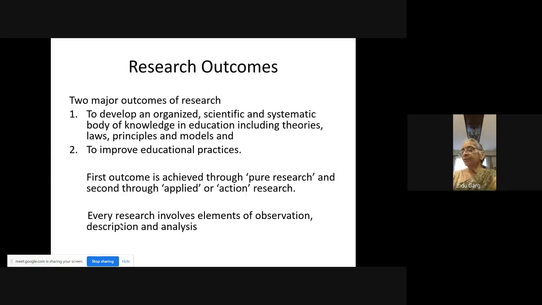Now, whenever we do research, there are two major outcomes. That means whatever research we do, there are two results of that research. Number one, you develop an organized, scientific, systematic body of knowledge about education, including theories, laws, principles, models. I don't know whether they are learning theories of motivation or, of course, theories of learning, are they learning?